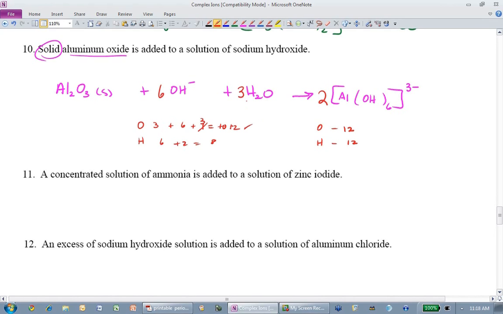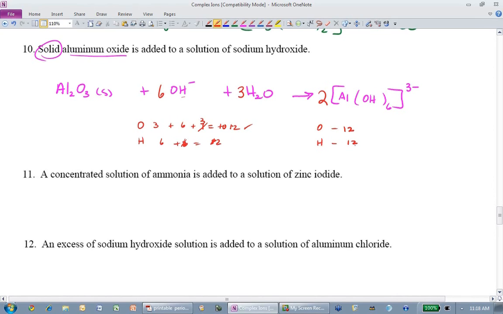Peachy. Oh, please let my H's work out, because what did it just do to the H's? This is no longer 2, right? Because originally that was my 2. I had 6 H's here, and now I have 6 H's here, and that's 12, and it worked.